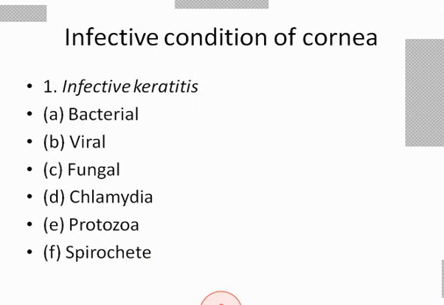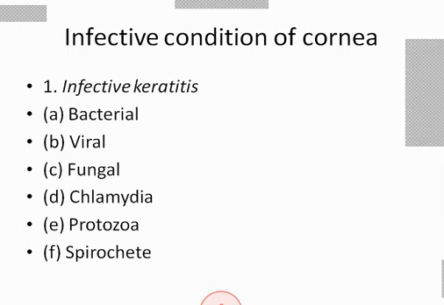So corneal ulcer is an infective condition of the cornea. That is divided into various types of keratitis, wherever there is a condition or inflammation involved. It can be due to bacterial, viral, fungal, chlamydia, protozoa, and spirochetes. All these things can affect the cornea.